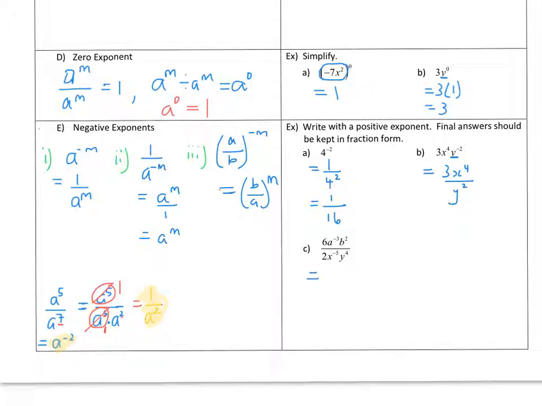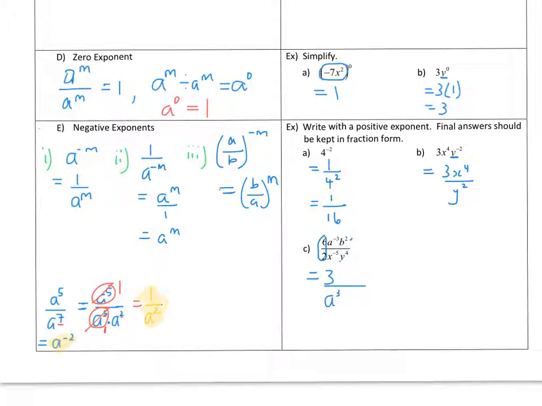All right, and part C, I'm going to actually divide these numbers. 6 divided by 2 is a 3. I have nothing to simplify there, sorry. My a is to the negative 3. It's on the top. I'm going to slide it down to the bottom. It becomes a to the positive 3.